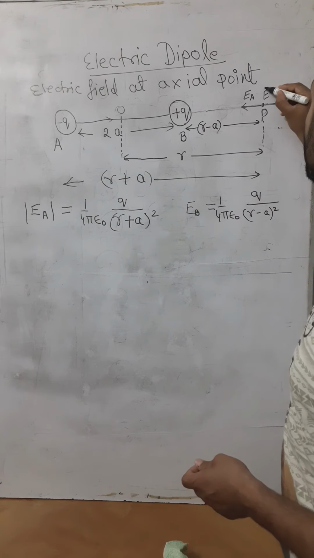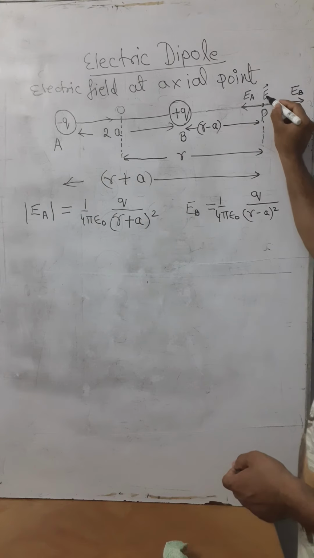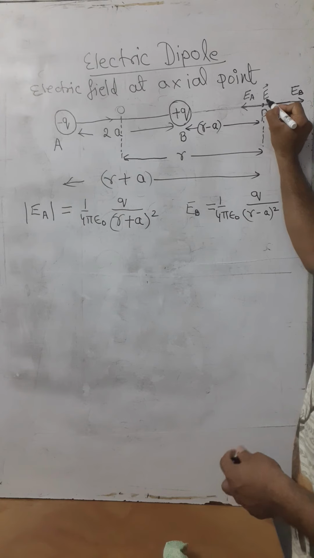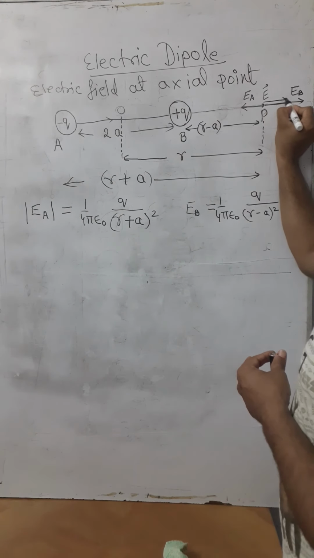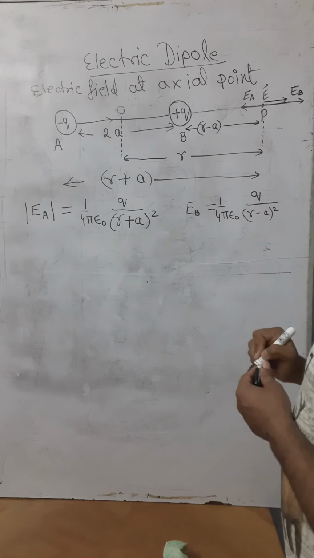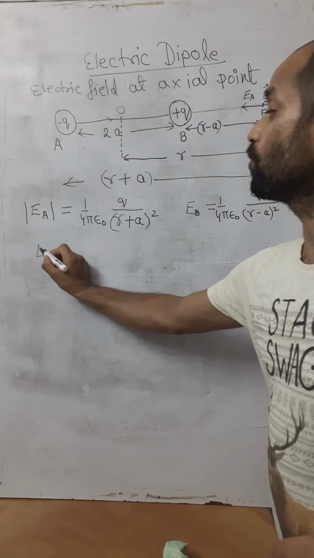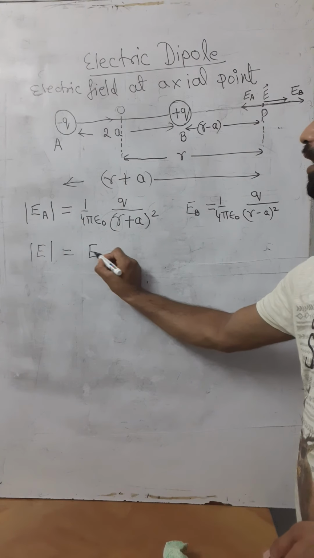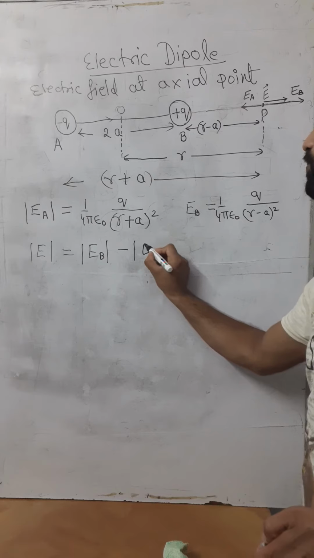We have to take out the net electric field E. So can you tell me the direction of E? Of course, it would be the direction of the bigger vector. So the bigger vector is this one, so this is the direction of the E vector. And what is its magnitude? Magnitude of E would be the bigger vector minus the smaller vector.